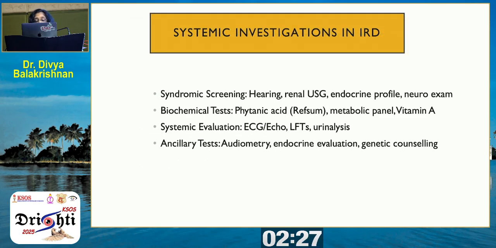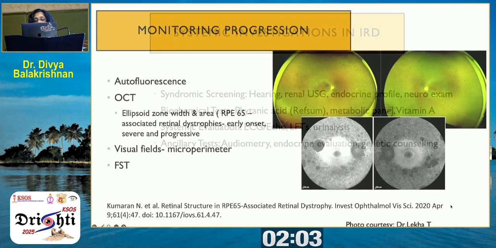And systemic investigation, as I already mentioned, when there is a syndromic association, you need to look accordingly: whether the audiogram has to be done, or an ultrasound abdomen, and then endocrine profile, then metabolic abnormalities with the biochemical tests related to that, cardiac evaluations, all these things depending upon the systemic involvement that you anticipate from these cases.